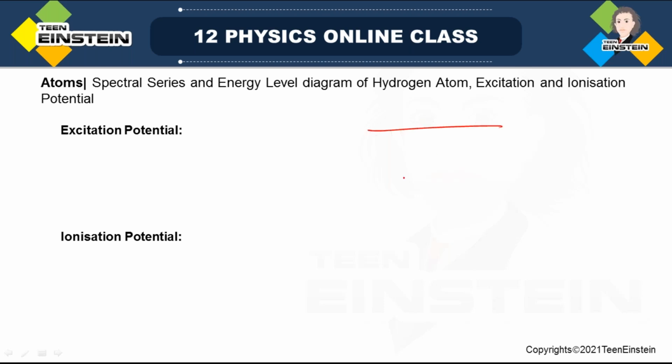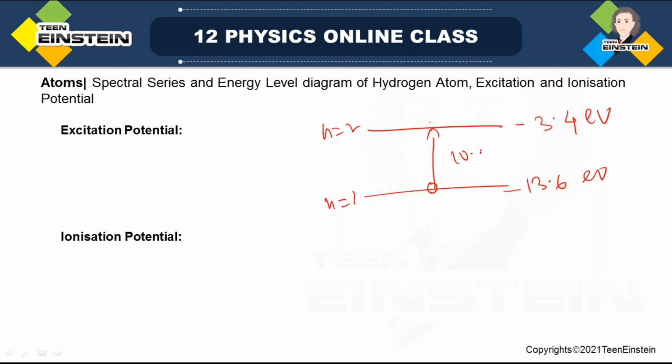Okay, suppose I just want to excite an electron. Suppose this is n is equal to 1 with energy minus 13.6 electron volt, and this is n is equal to 2, which has energy minus 3.4 electron volt. Now you want to excite an electron from here to here, so you have to provide this much energy. How much potential should you give? In this case, you should provide 10.2 volt excitation potential. This is the minimum potential you require to excite an electron from the ground state to the first excited state.